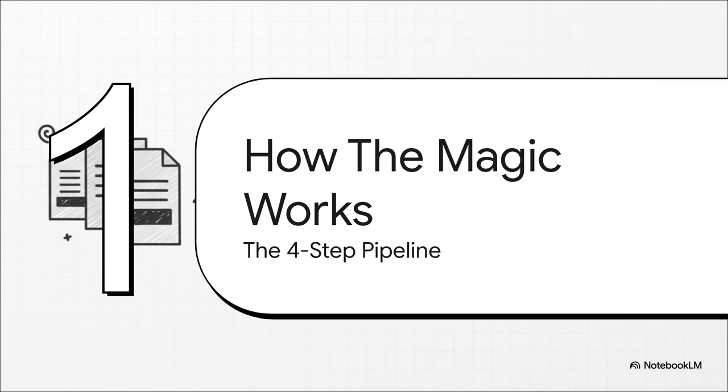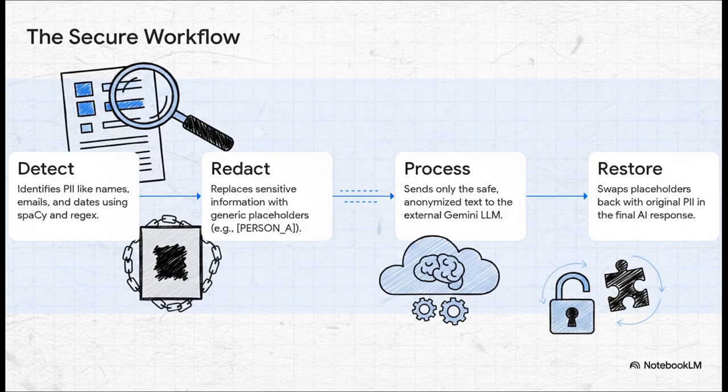So how does this magic trick actually work? It all happens in this secure, four-step workflow. Let's break it down. It follows a really simple but incredibly effective sequence. First, it detects sensitive info using natural language processing. Then, it redacts it, sends that safe version off to be processed by an AI, and finally, it restores the original. Let's see it in action.